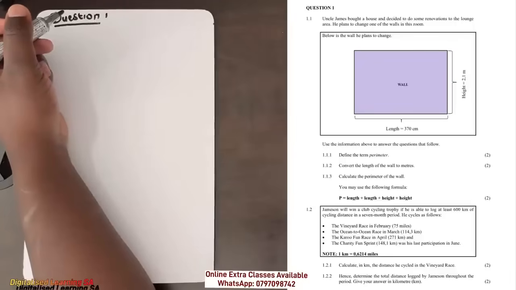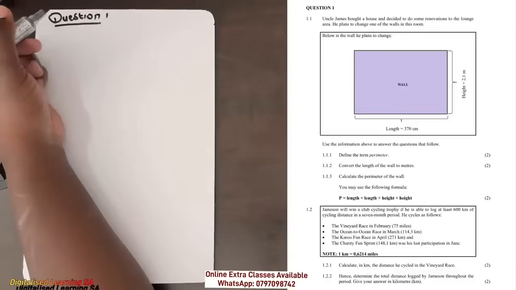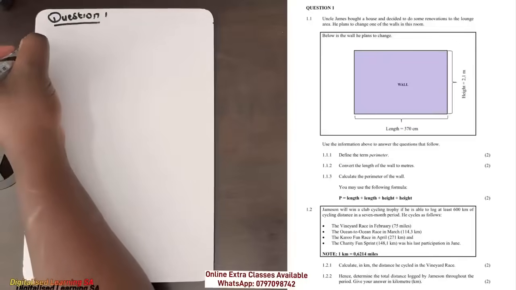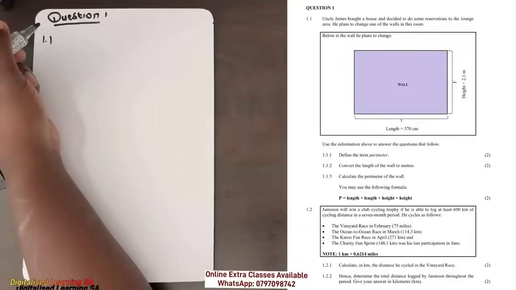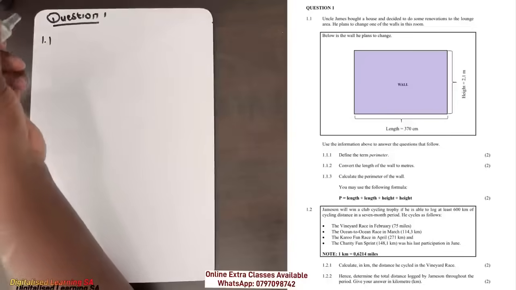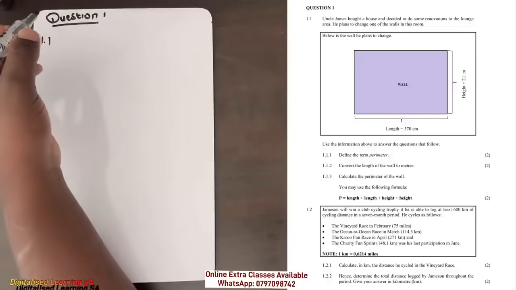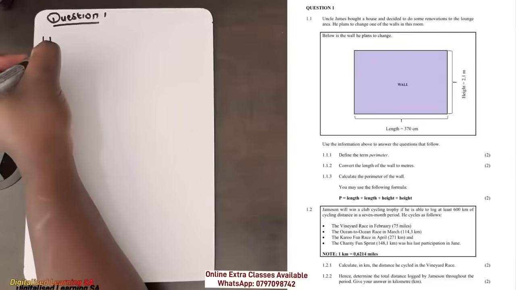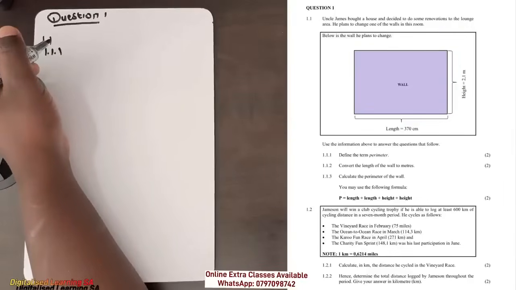So we are told that Uncle James bought a house and decided to do some renovations to the lounge area. He plans to change one of the walls in the rooms. So we're going to start with question 1, and we are told that below is the wall he plans to change, and then we are given the shape of the wall, and it has the length and the height. Okay, so we are given both the length and the height, and then we are told to use the information above to answer the questions that follow.